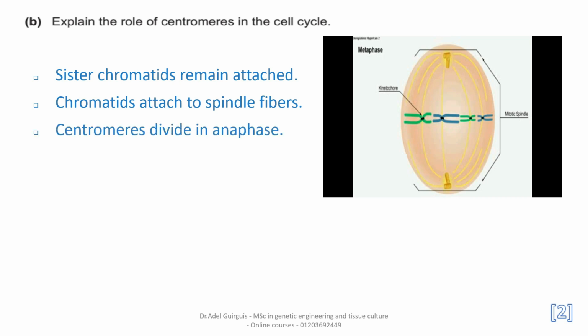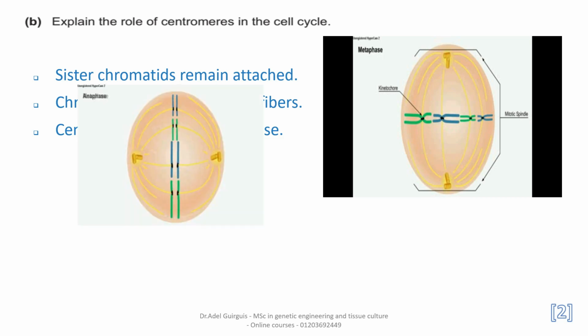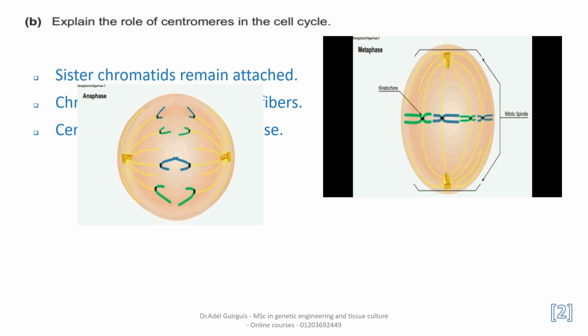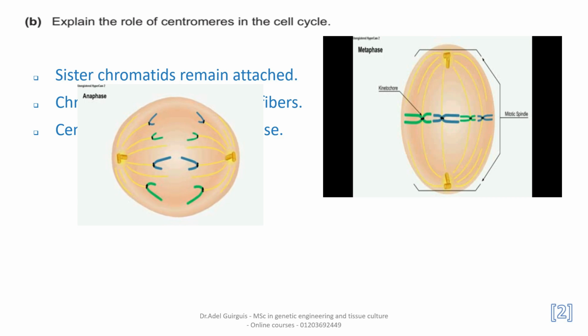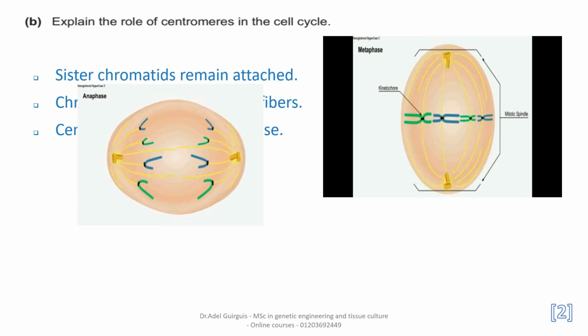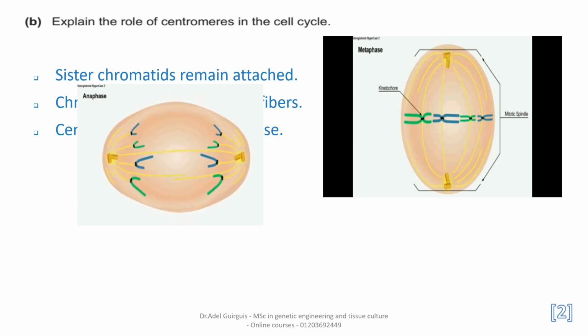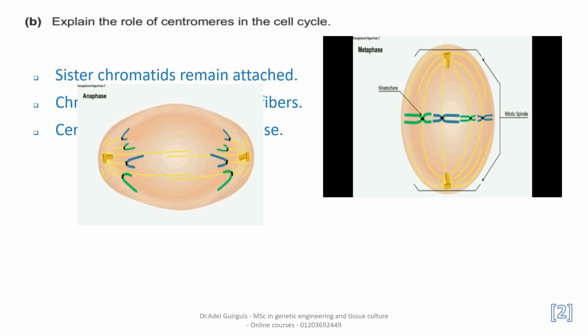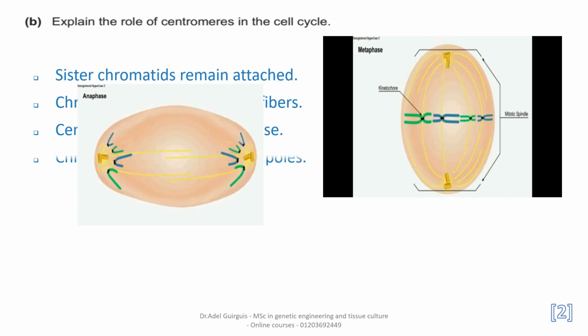Also, centromeres divide in anaphase. At the end of anaphase, the centromere splits or divides into 2, so each sister chromatid contains one of them. That allows the spindle fiber to detach a group of chromatids from the other sister chromatids on the other side. Here, chromatids move to opposite poles with the help of the centromeres.